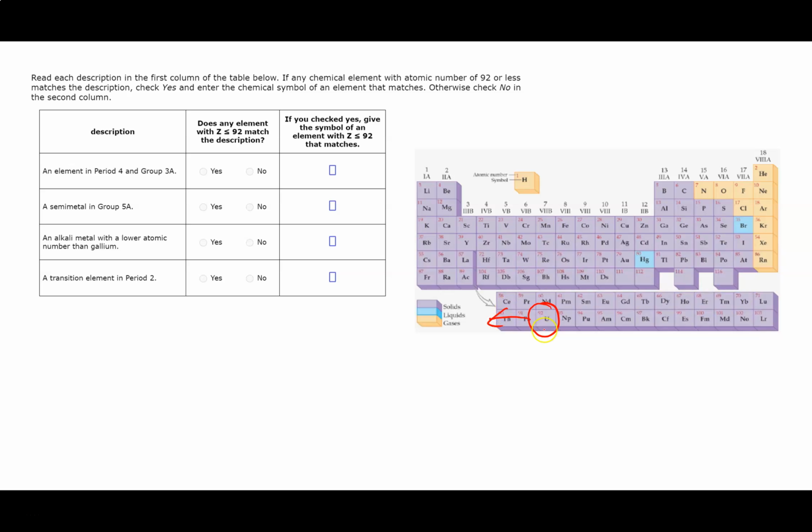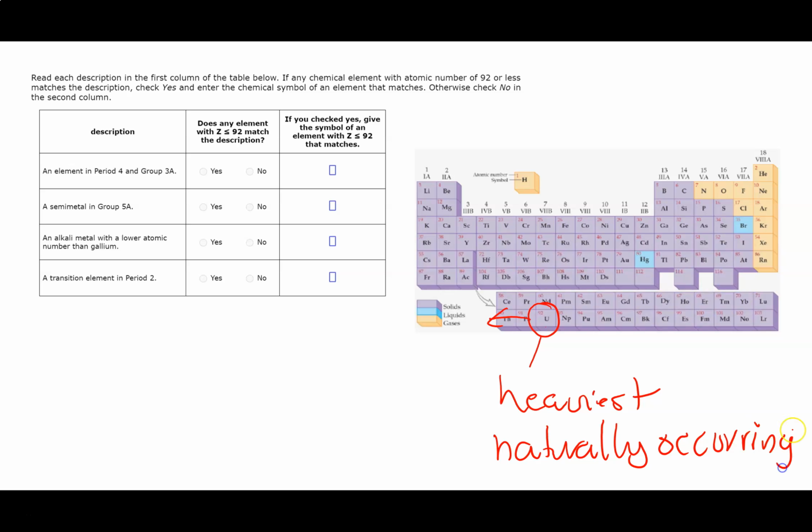Now the reason for that is uranium is the heaviest. It's the last naturally occurring one. That's what that's all about. So that's why they're asking about that. So we don't see things that are bigger than uranium in nature. That's why they put that in there. Okay.